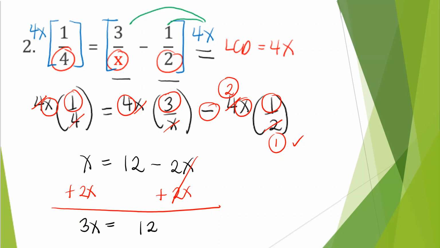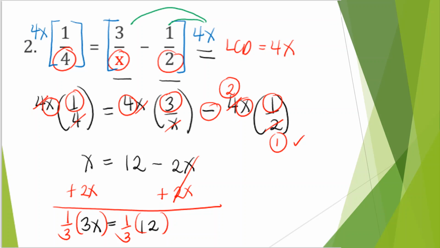To find the value of x, all we have to do is to multiply 3 by its reciprocal, which is 1/3. 1/3 times 3 is 1, so we have x is equal to 1/3 times 12, which is 12/3, or 4. So x is equal to 4.